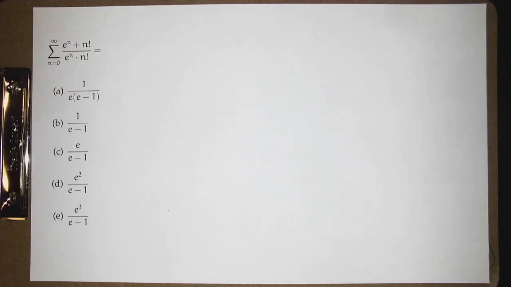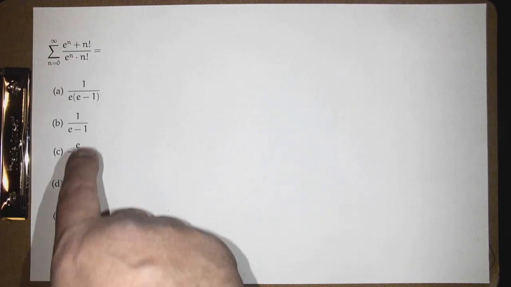We have a sum. The sum from 0 to infinity, e to the n plus n factorial upstairs, e to the n times n factorial downstairs, and then we're asked, what does this equal? Now, we have some problems here. Well, we have a problem, that's true.